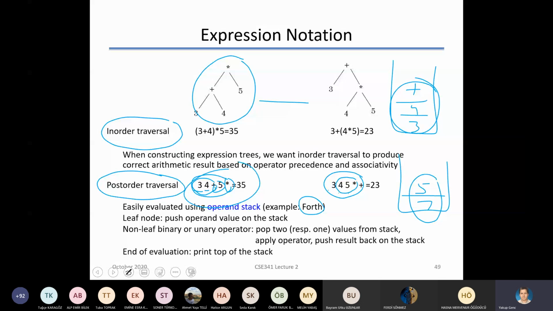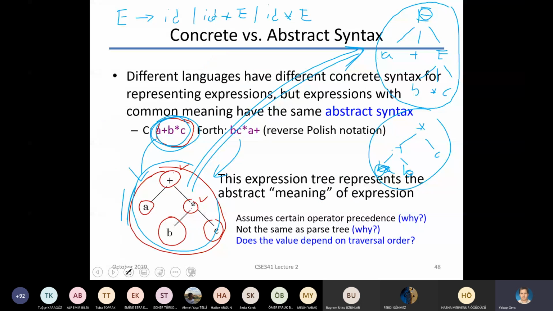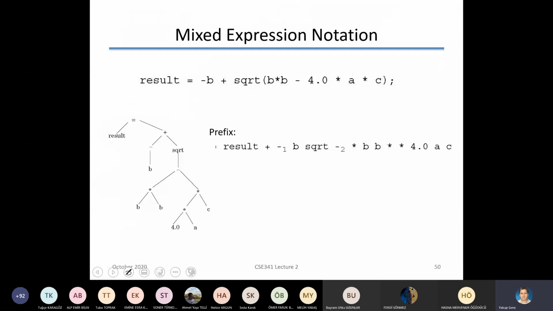But these post-order notations are not very readable by users. You can see that here, I cannot readily say, oh, B, C star A plus, what is this? But on the other hand, I know that A plus B times C, I can readily read it without any learning. The other one requires a little bit of a learning curve. Okay. And sometimes you can have mixed expression notations as well.